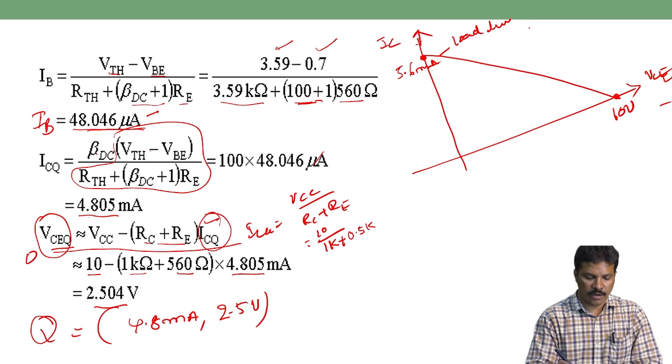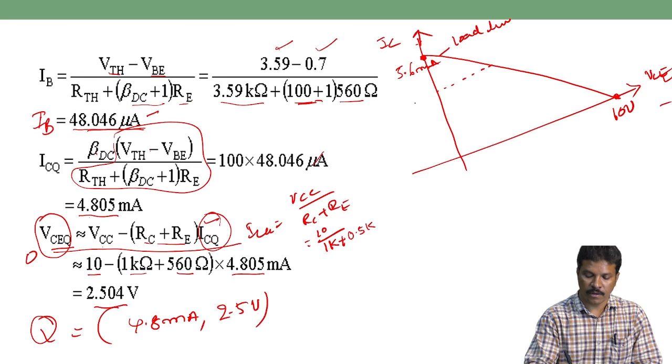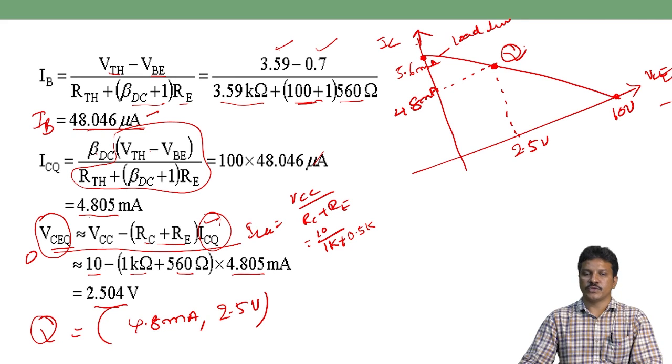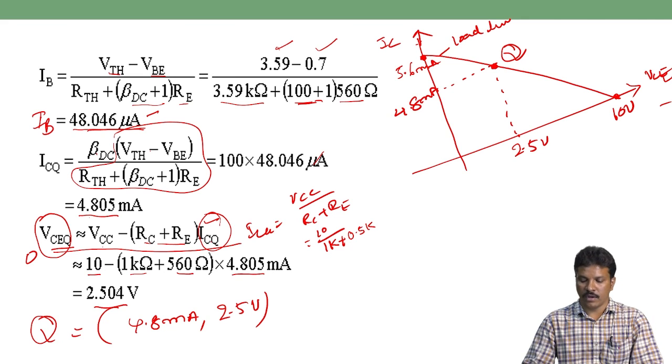In this load line, we got the ICQ point 4.8 milliampere and the corresponding voltage 2.5 volts. Draw the Q point. This is called the Q point. So for this problem, we got the Q point and a load line.